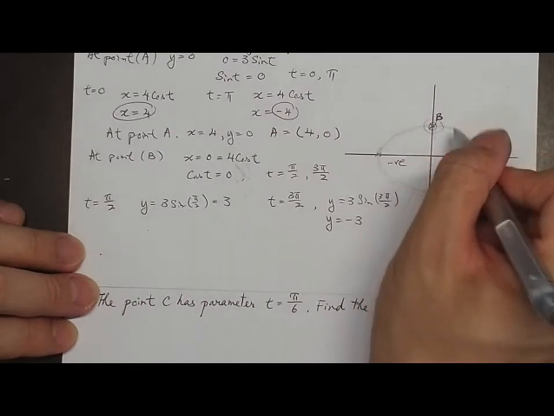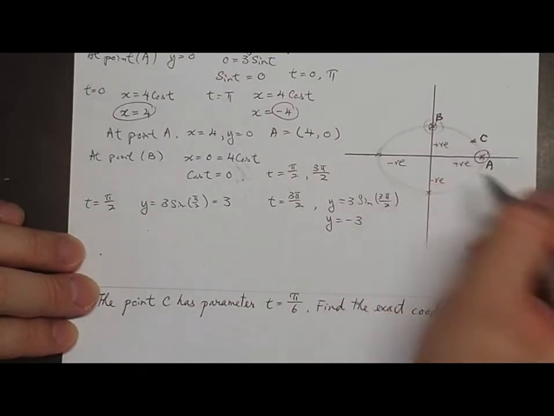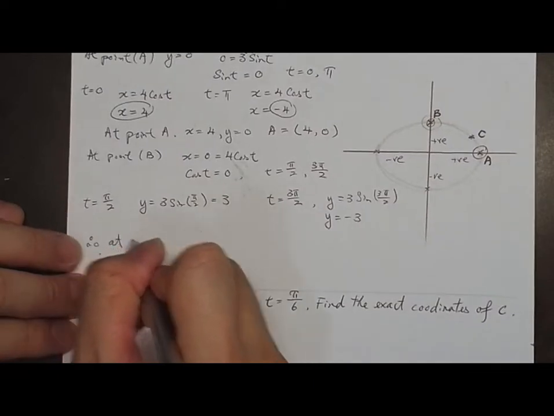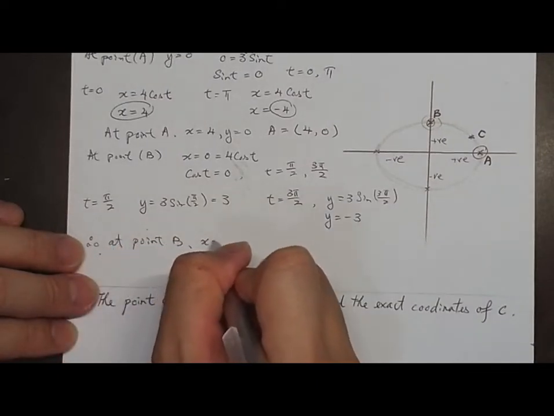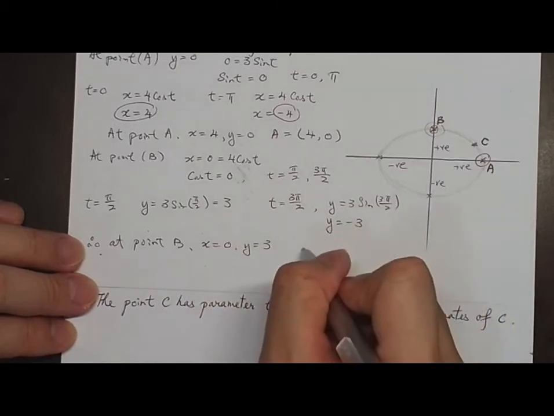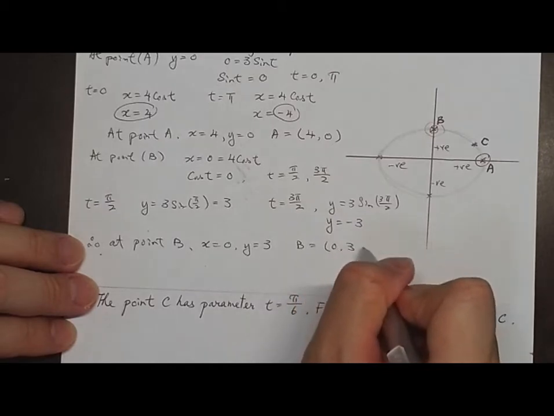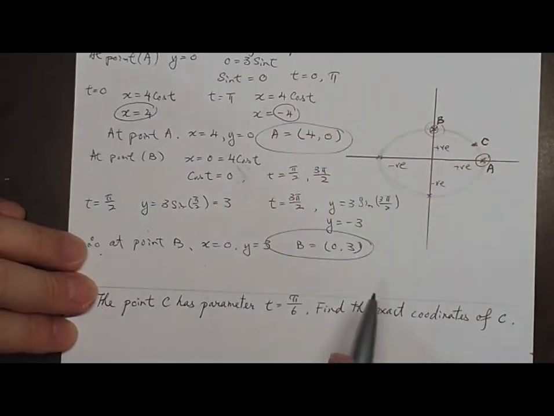At point B here, y is positive, and at this point, y is negative. Therefore, at point B, x equal to 0 and y equal to 3. That means point B is 0, 3. We have found point A and point B.